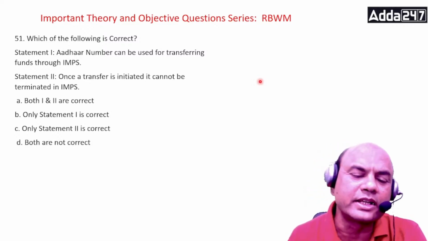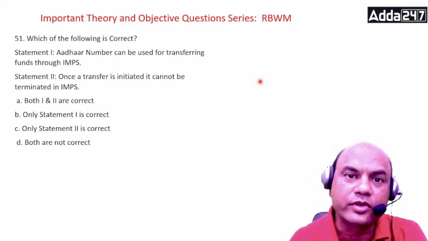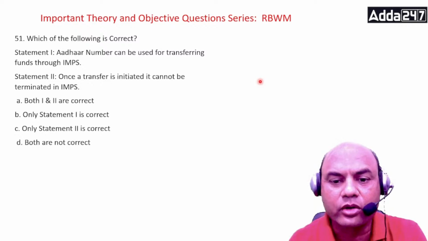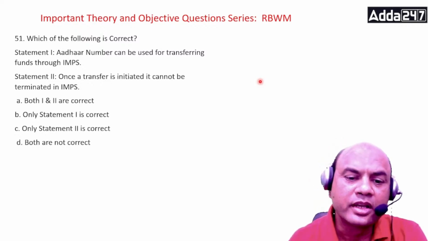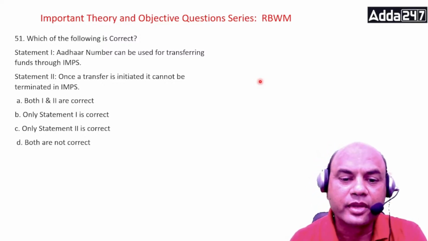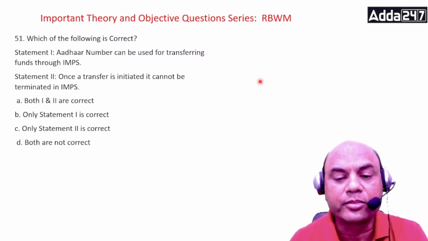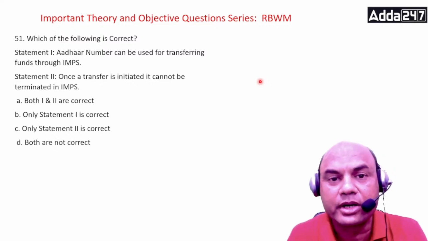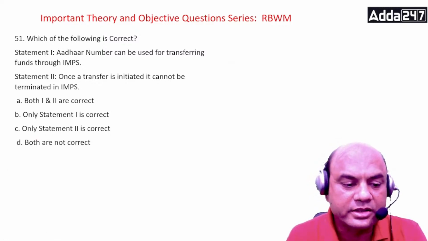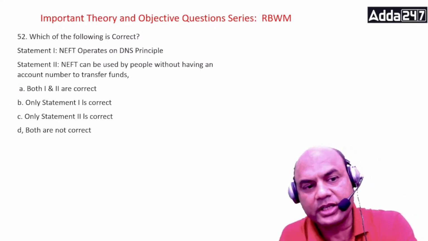This IMPS utilizes the mobile number or the Aadhaar number to connect with the account number. If funds are transferred from one bank account to another using IMPS, it initially connects you with the bank account with the help of your mobile number. IMPS is an immediate fund transfer service. Once we initiate the payment, it cannot be reversed or cancelled. So both statements 1 and 2 are correct. So A is the answer.